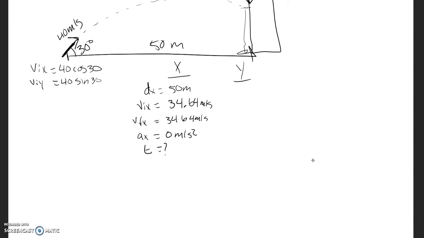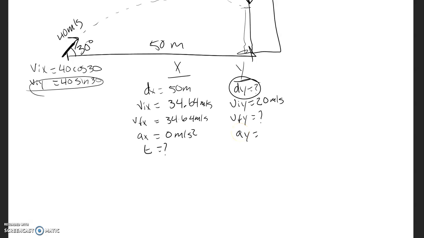So let's move on to what's going on in the y. In the vertical, dy is what we're looking for, so let's circle that. VIY we can determine from 40 sine 30, which gives you 20 meters per second. VFY, in this case, we don't know. This isn't one of those ground to ground scenarios where it would be negative, or at the max height where it's zero. We don't know VFY, but we do know AY, that's negative 9.8 meters per second squared, and we don't know the time.